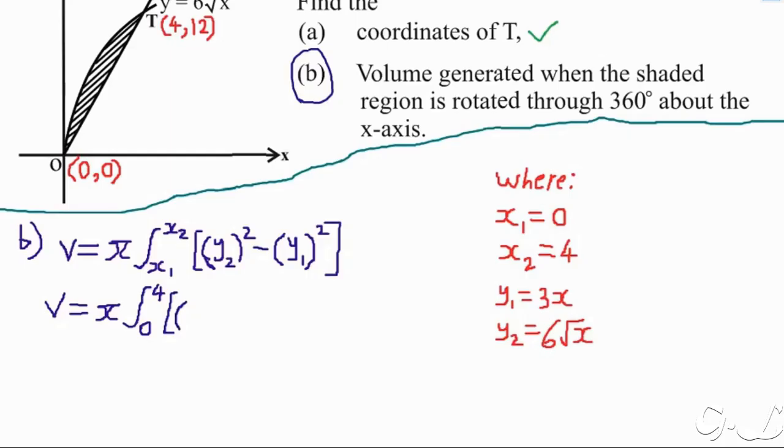So now what we are going to do is replace those in the formula which we used. We said that x1 is 0, so we replace x1 with 0, then x2 is 4, y2 is 6 square root of x, and y1 is 3x. So just like that.